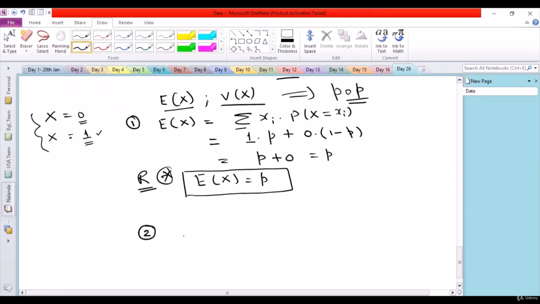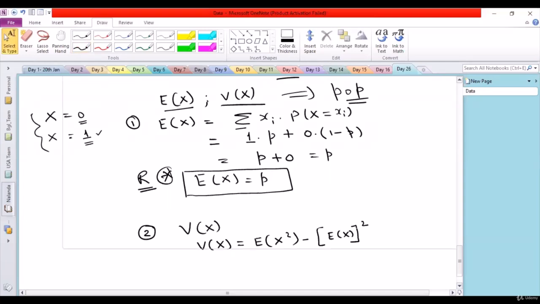This is the first thing that you need to remember. Second one for the Bernoulli: what is the variance of x? Again, formula. 300% sure you might have forgotten this formula. Variance of x is nothing but the expected value of x square minus the expected value of x whole square. We have derived this formula also in the class. Now, let's see this.